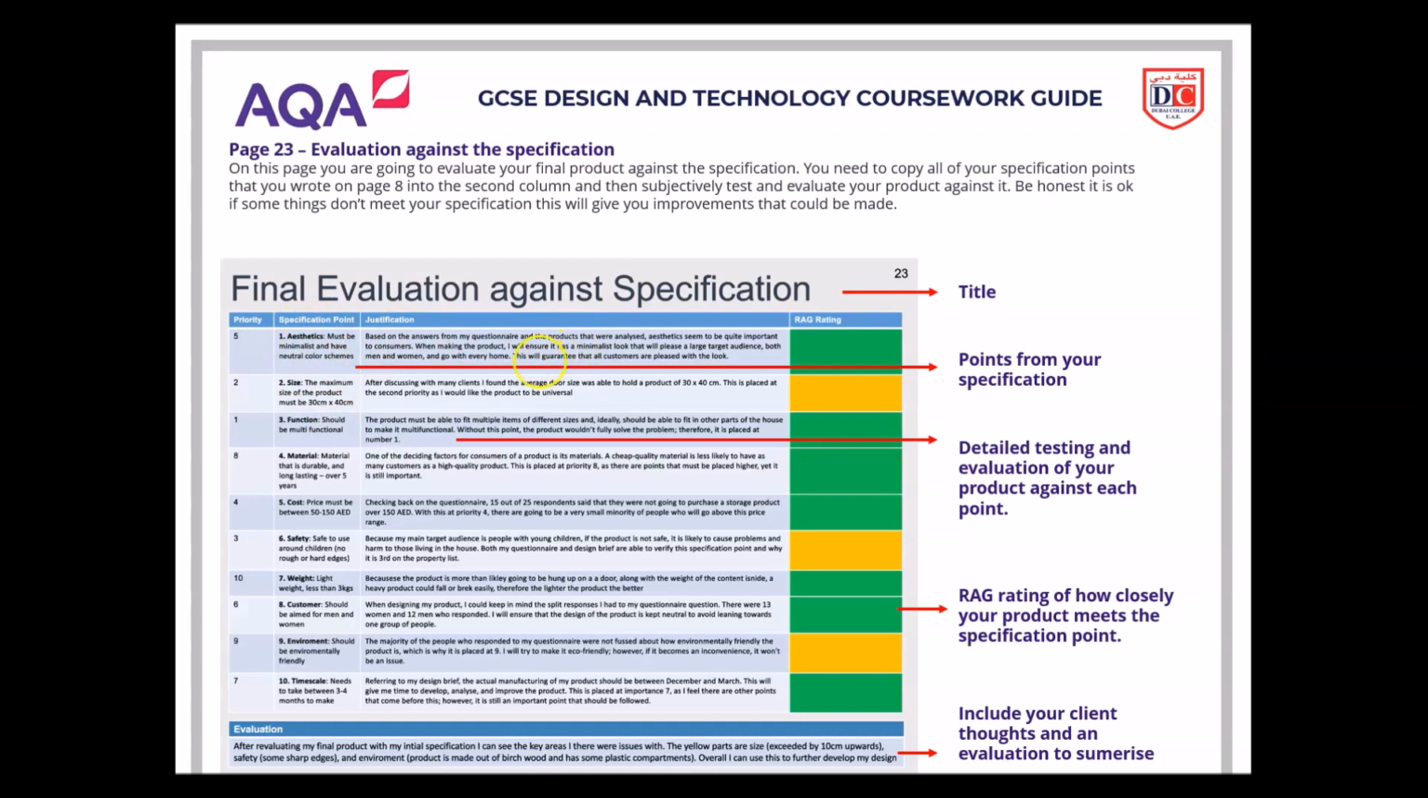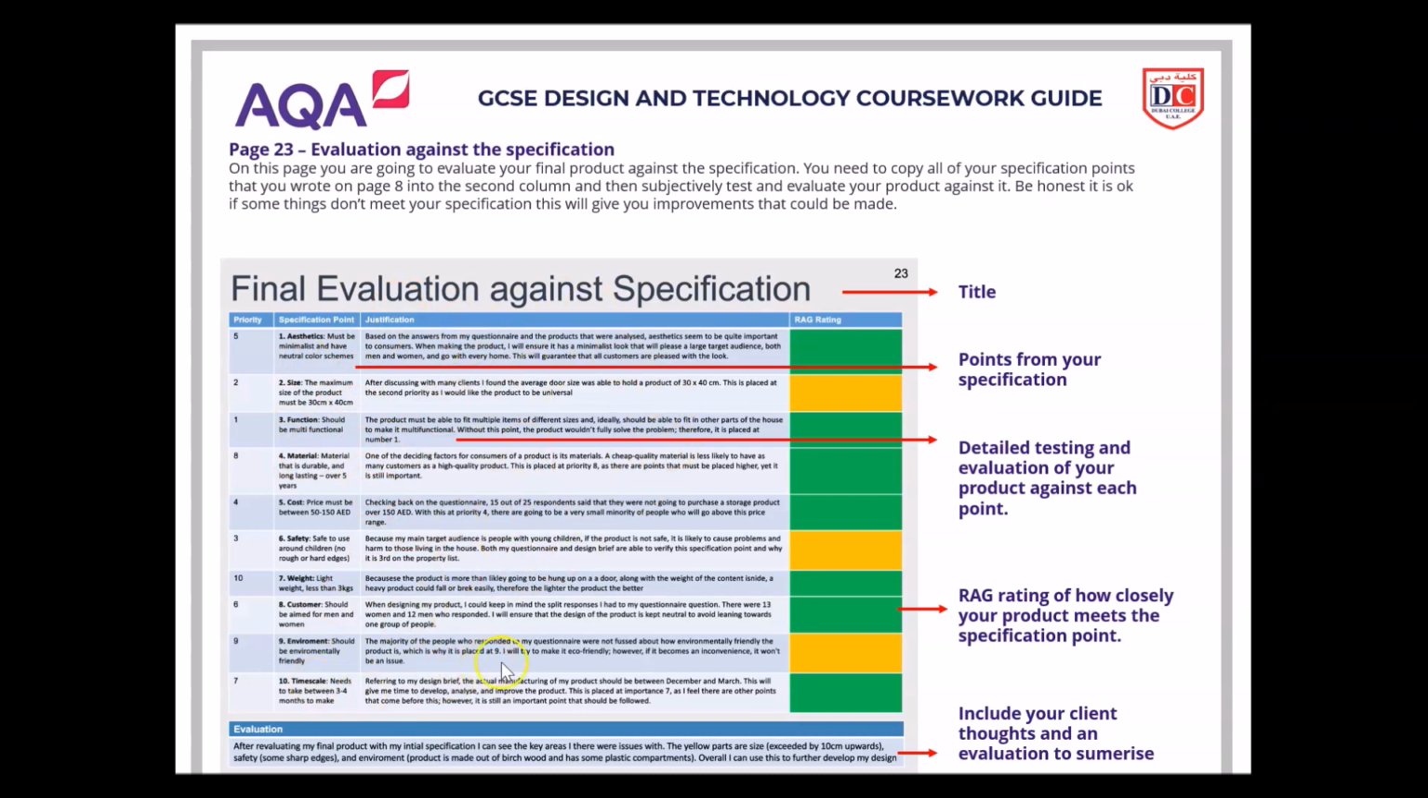It is perfectly okay and actually good if you have things that don't quite meet your specification. It gives you then an opportunity later on to make those and have suggested improvements. So you need to justify the reasons why it does or it doesn't, and what this student chose to do is also RAG rate. So give it a green for it totally meets, orange for partially meets, and then red for it doesn't meet at all. So you need to find your specification criteria and then evaluate your final product compared to that.